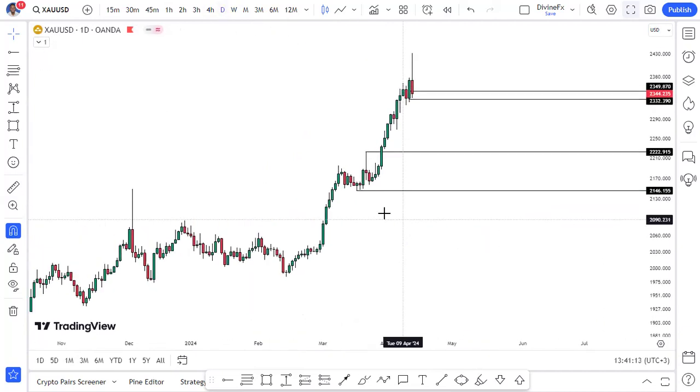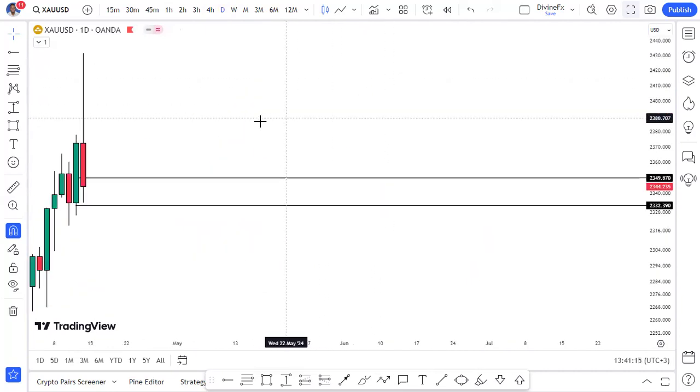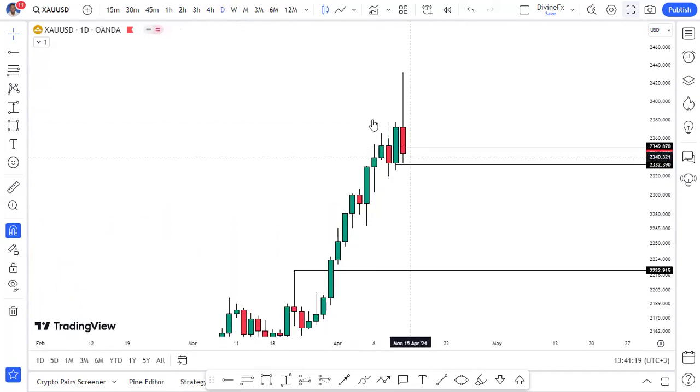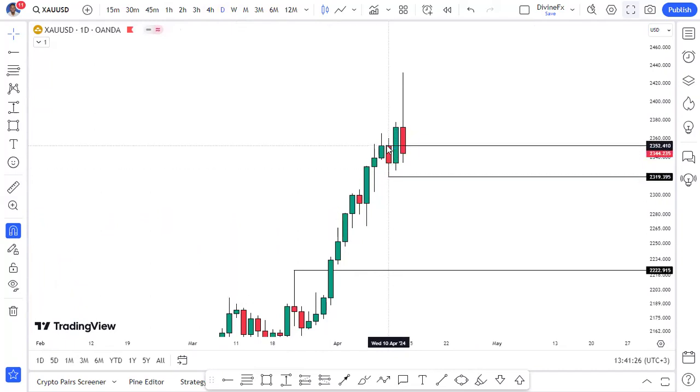So this is weekly, and weekly is very strong bullish, as you can see, and the daily time frame is also very strong bullish. As you can see here, we had a very nice bullish engulfing pattern. This bullish engulfing pattern signifies that the strength of the trend is very strong.